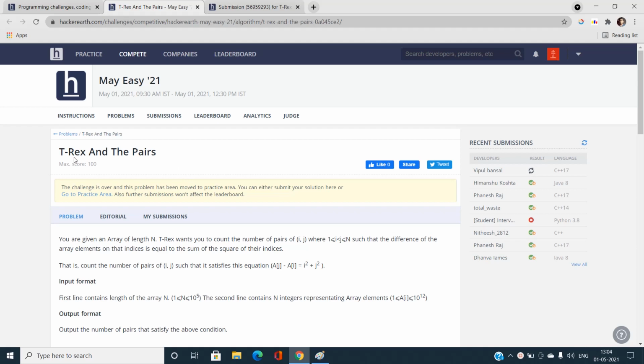Very first problem of May Easy 2021 of HackerEarth. And the problem name is T-Rex and their pairs.